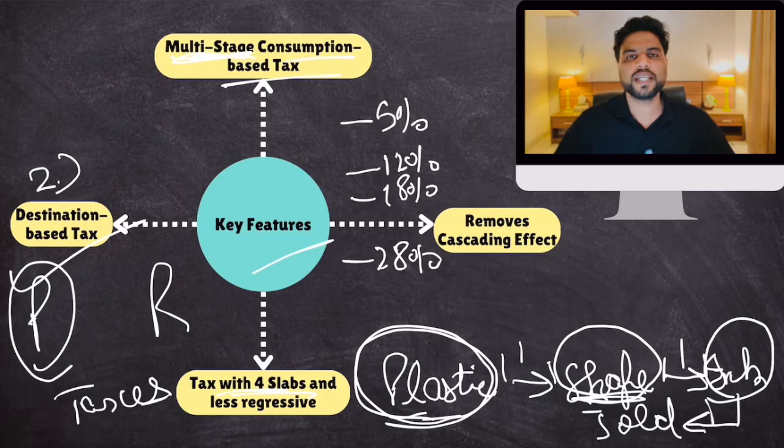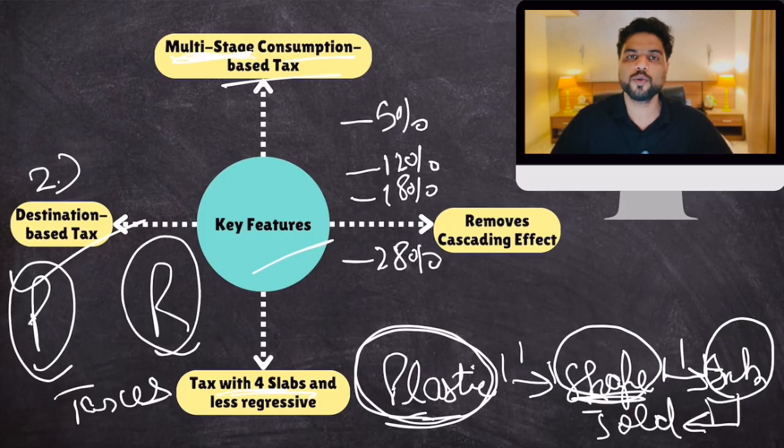Progressive taxes are those taxes where the tax burden increases with your income level, like income tax. As soon as your income increases, the income tax on you also increases. Whereas regressive taxes are those taxes whose burden is more on poor people and less on rich people.